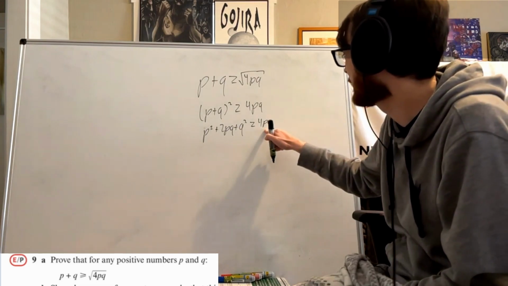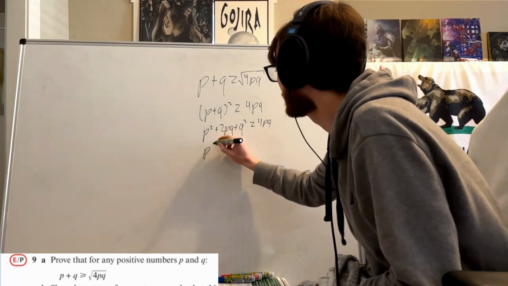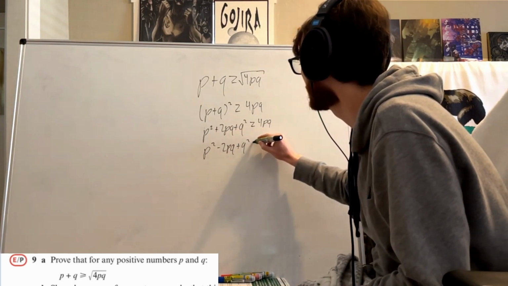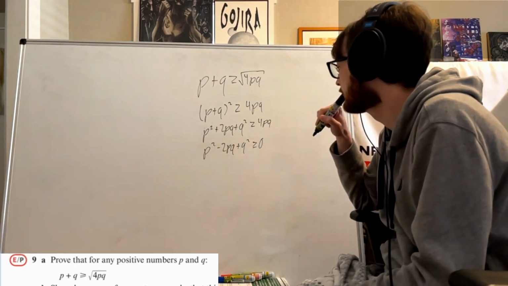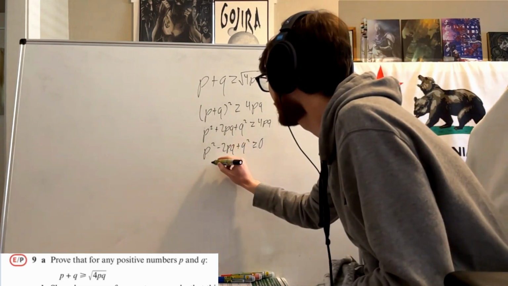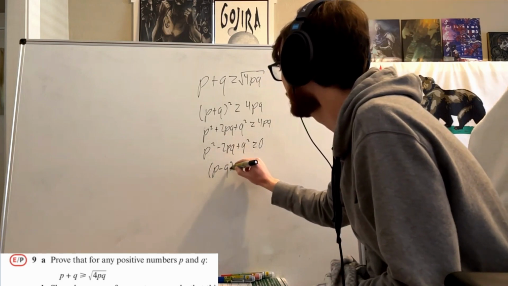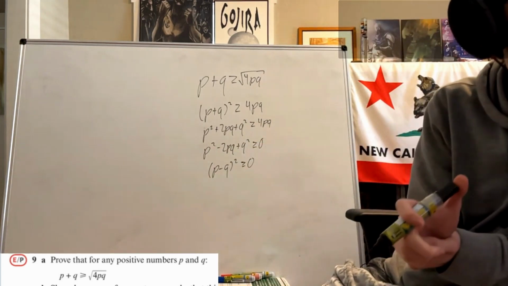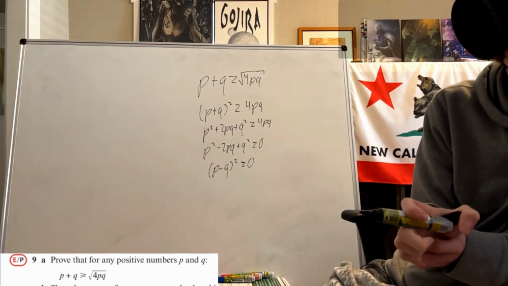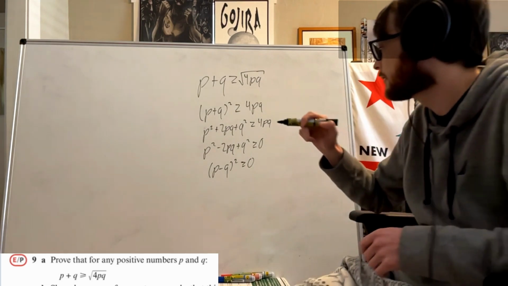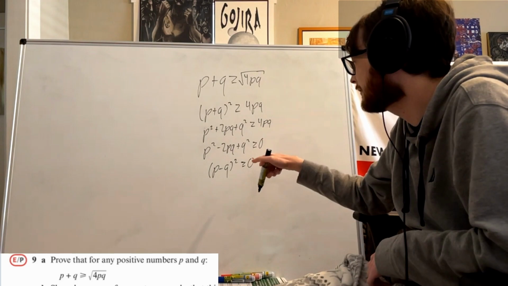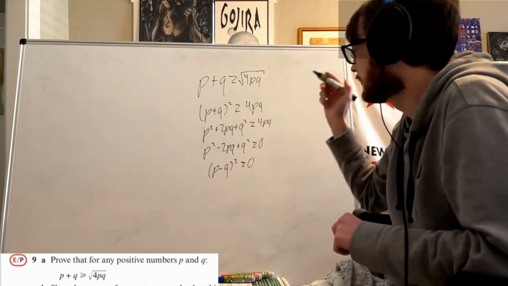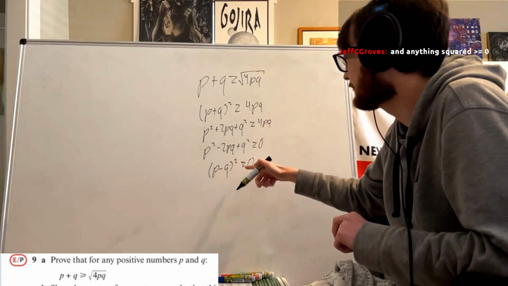Okay, so let's subtract over the 4pq. That definitely doesn't force us to flip the sign. We get p squared minus 2pq plus q squared greater than or equal to 0. And now this factors to (p minus q) squared greater than or equal to 0. So what are we, for any positive numbers p and q? Aha, okay, and so this is what we need because p and q are positive numbers. And this statement is true for every p and q.